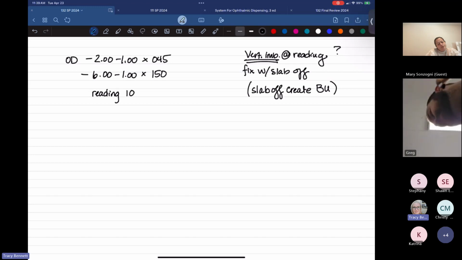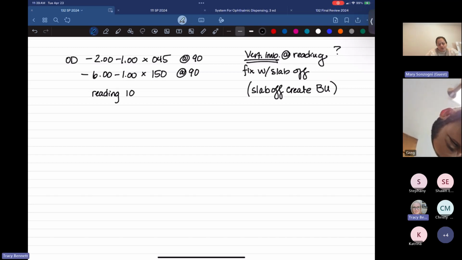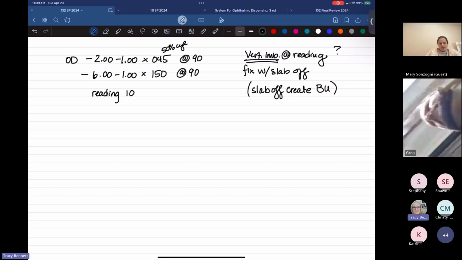So what power do we need to be dealing with? Power of what meridian? Yep, at 90. You could do the oblique meridian for this, or you could use that little cheat sheet rule. Remember that 45 degrees is 50% of the cylinder. So 50% of the cylinder is -0.50. Add that into the -2.00, and we come up with a -2.50 at 90.